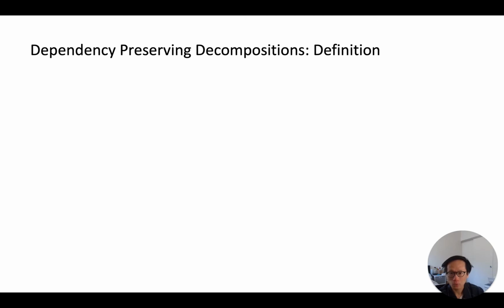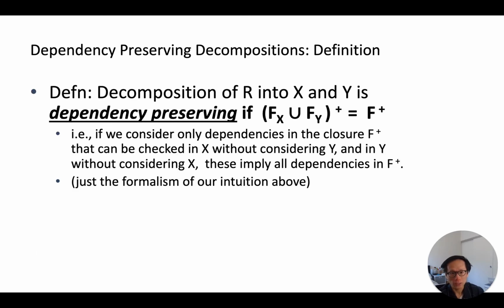And now we can define what a dependency preserving decomposition is, given that definition. A decomposition of R into X and Y is dependency preserving if (F sub X union F sub Y) closure equals F plus. This is just another way of saying what we have said before. If we consider only the dependencies in the closure that can be checked in X without considering Y, and that can be checked in Y without considering X, these together would imply all the dependencies in F plus. So that's the formal definition of a dependency preserving decomposition.